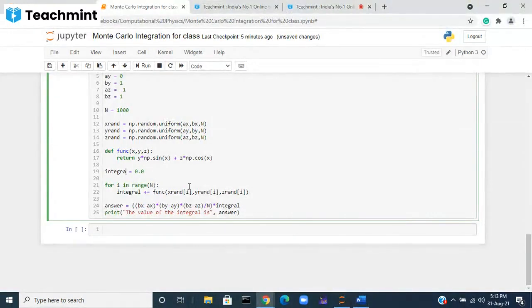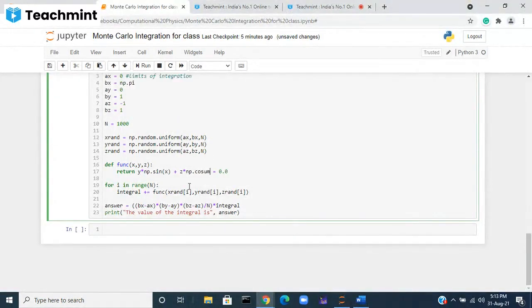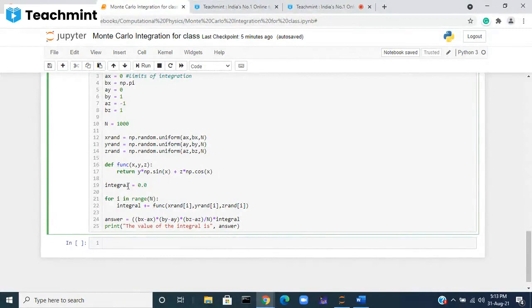Next, this is the sum, and this is the integral. So this is not the integral, this is the sum. And the final answer is the integral.